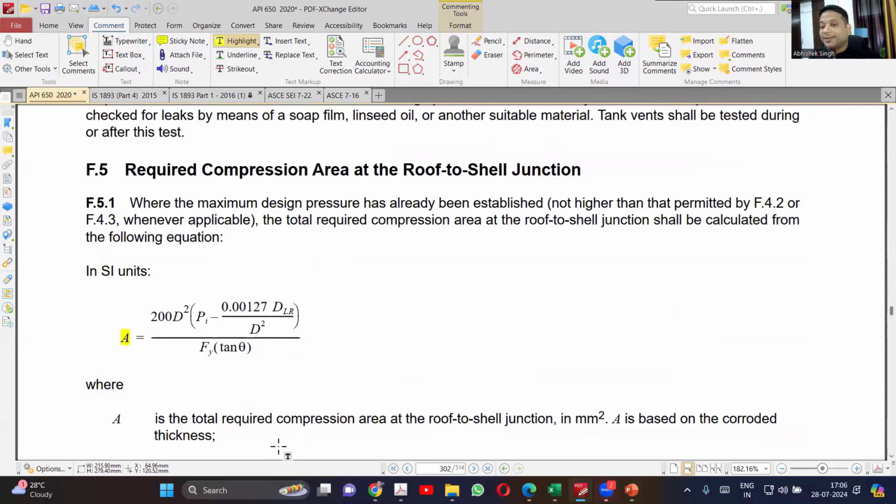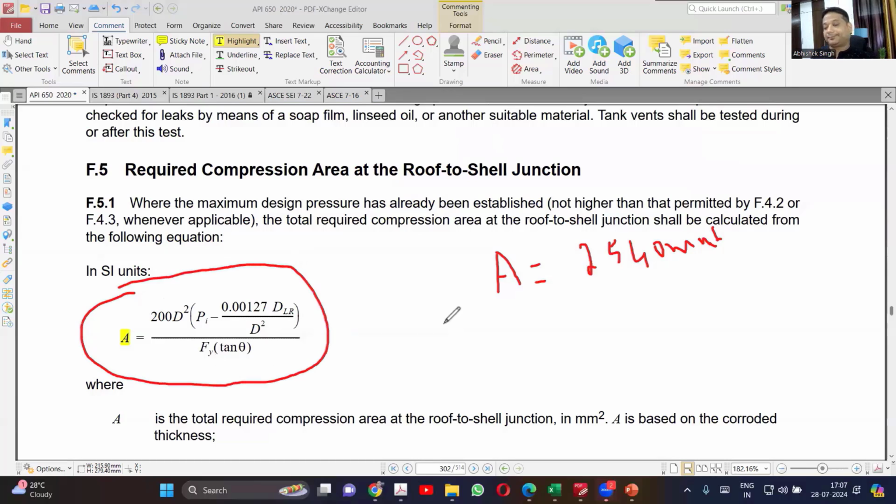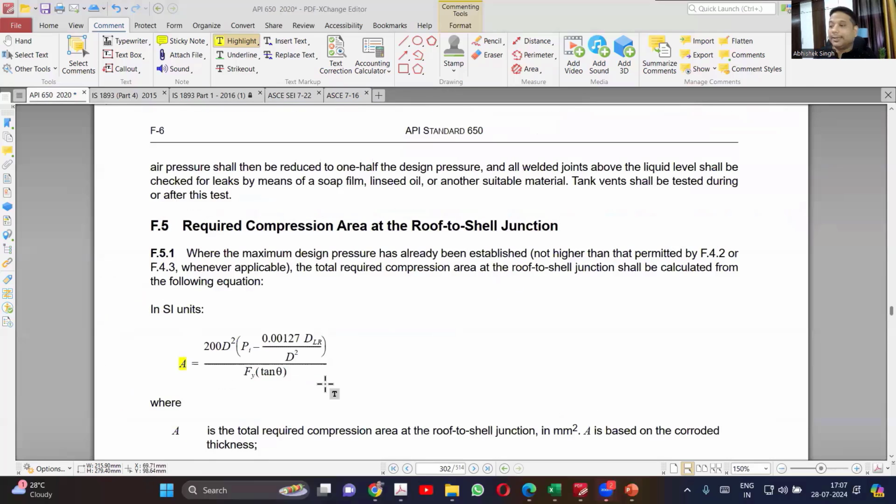Getting it? So you calculated area based on the different area values given, whatever construction is there of your tank. Then whatever value I'm getting, let us say I'm getting 2540 mm square, that should be more than whatever value I'm getting here. Is it making sense? Great.